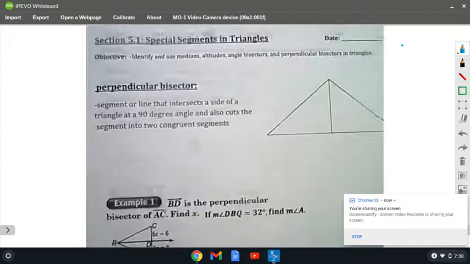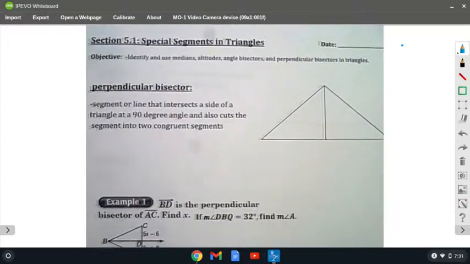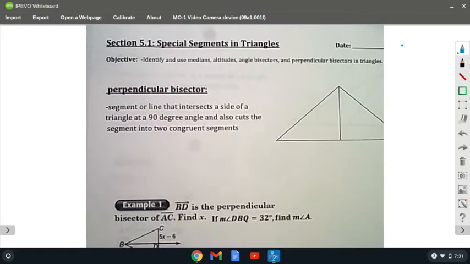Good morning, everyone. Today we are starting our new unit on special segments in triangles. So let's get started. We have quite a few special segments and terms to learn. Some of them we may have brushed upon before in past chapters.